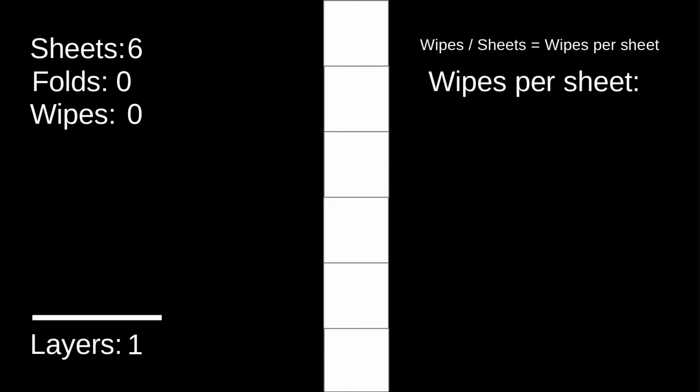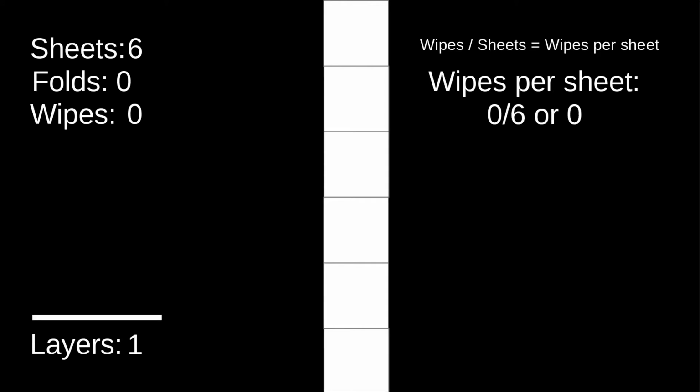We're using 2-ply because 1-ply sucks. It's effectively like half a layer, and that is just abominable. You don't need that on your tushy. Anyway, we're going to be looking at wipes divided by sheets. So wipes divided by sheets is equal to wipes per sheet. That effectively tells us how many wipes we're getting per sheet. So obviously. Anyway, moving on.